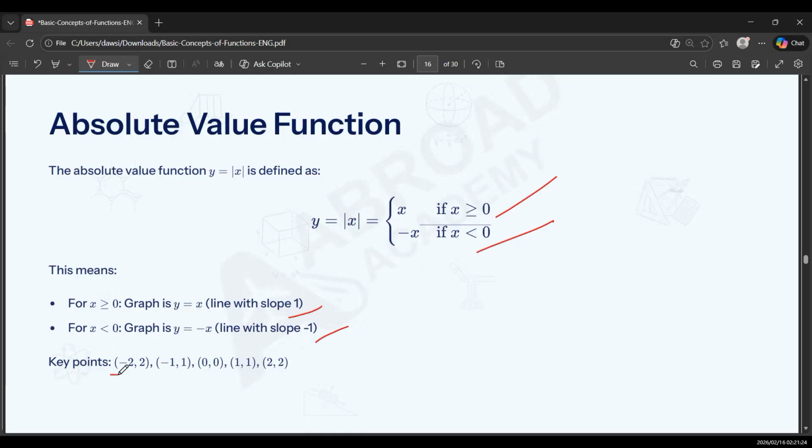Key points are there: minus 2, 2; minus 1, 1; 0, 0; 1, 1; 2, 2. Notice here all of these values are positive.